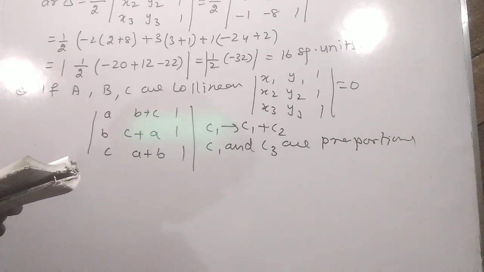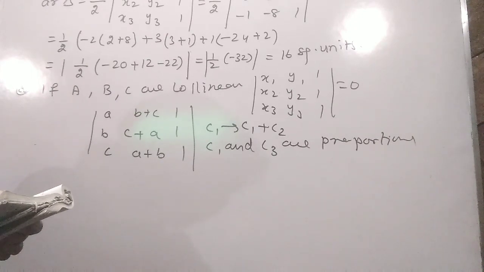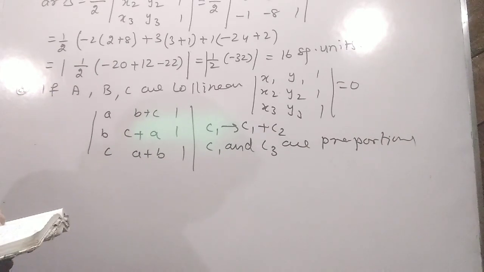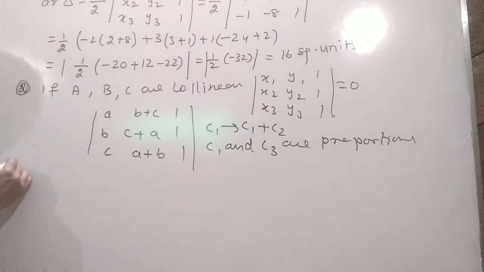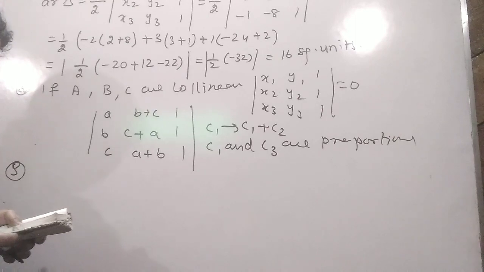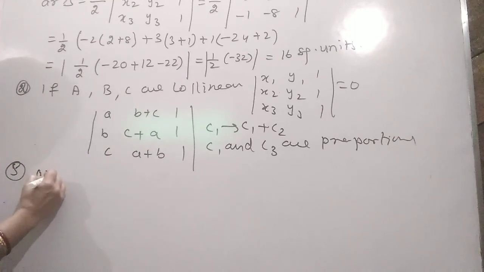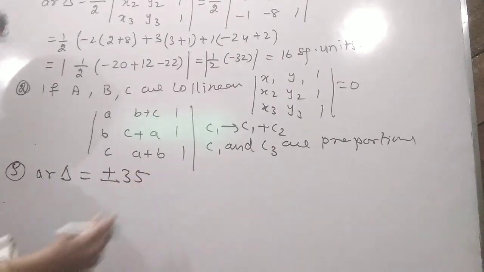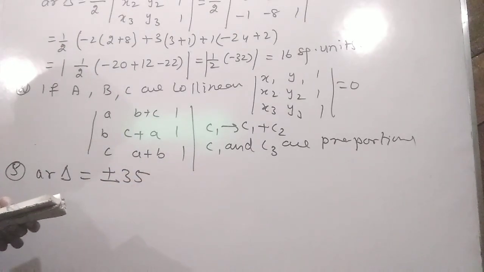Now see, beta, question number 4. Question number 3 and question number 5 are one and the same thing. So let me take question number 5, only one part. I am taking question number 5, then I will explain question number 4. The area is given: the area of the triangle is equal to 35. I told you, if area is given, then you should take plus or minus 35.